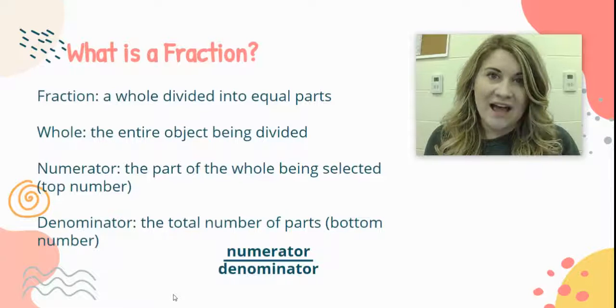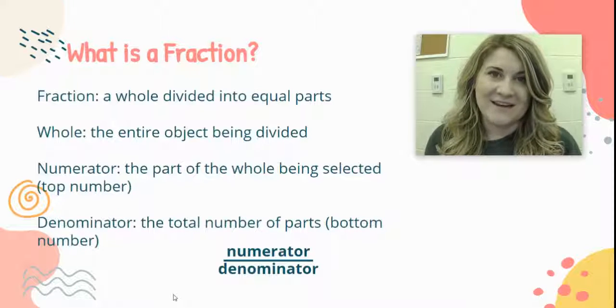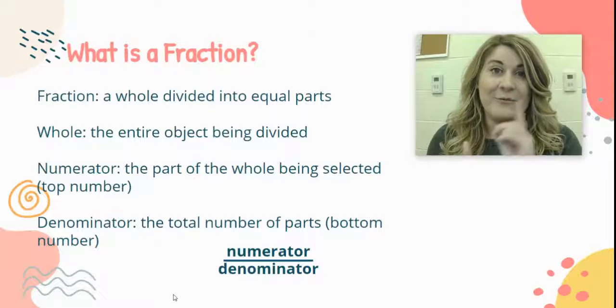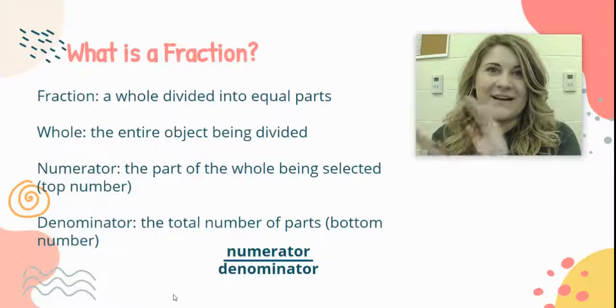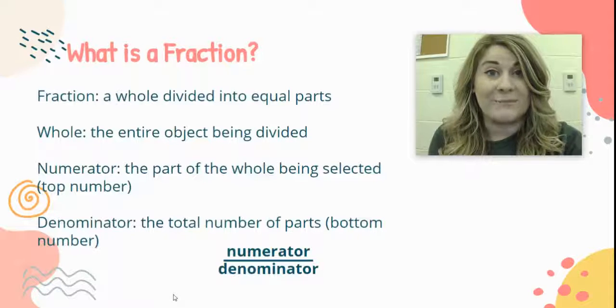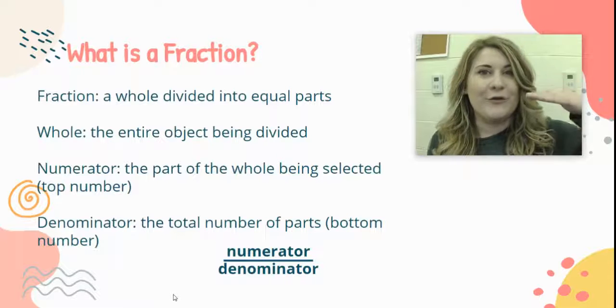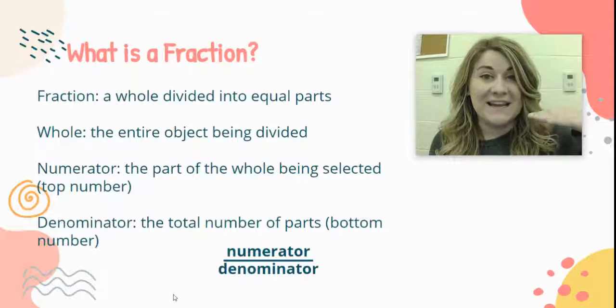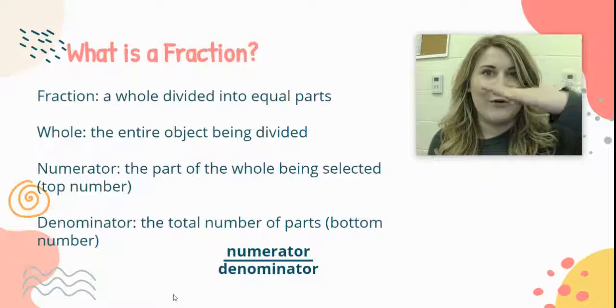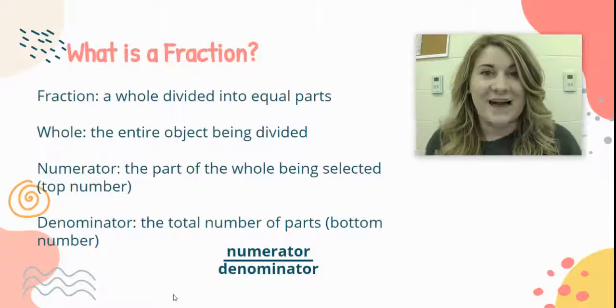Next, we have our denominator. Let's practice saying denominator together. Denominator. Good. Let's try it one more time. Denominator. Excellent. So our denominator is our bottom number. And I know that it goes below the fraction bar because D in denominator stands for down. And down below the fraction bar is where the denominator lives.